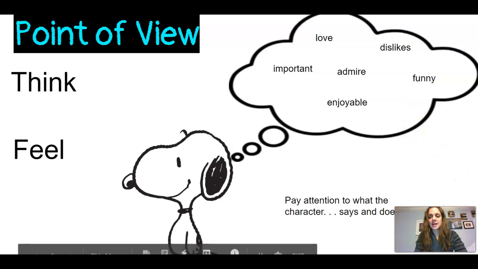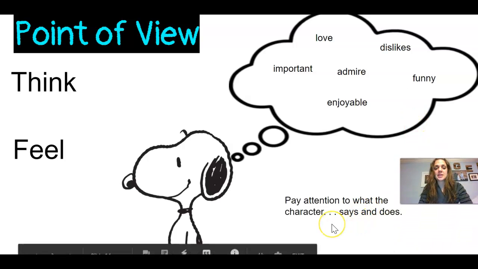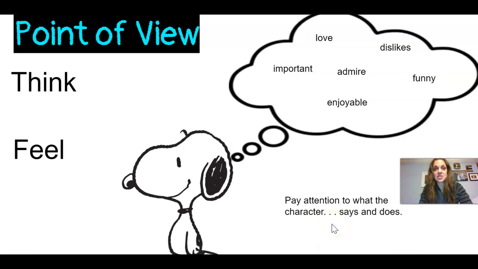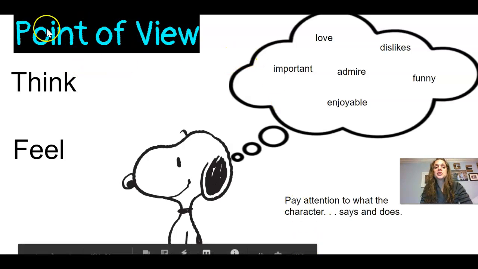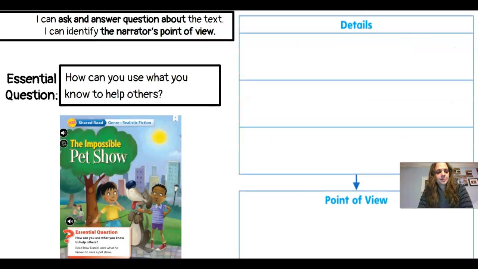So as we are reading, we need to pay attention to what the character says and does to determine how they think or feel, which is the point of view. We're going to go back and reread part of The Impossible Pet Show, thinking about what is our character's point of view of this pet show. So how does the character think or feel about the pet show?